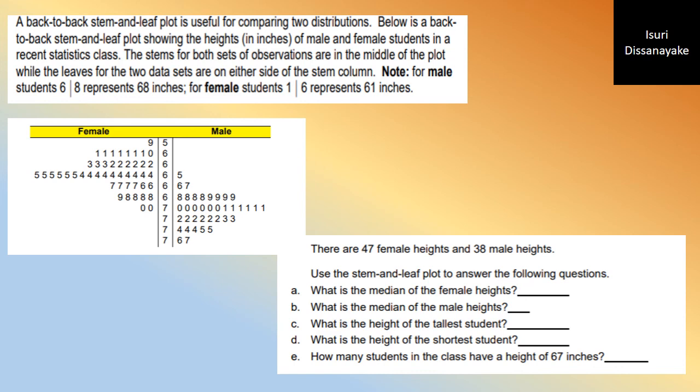How many students in the class have a height of 67? They don't specify whether it's girls or boys. So for 67, you're going to count like this. You have 67, 1, 2, 3, 4. We have 4 females along with 1 male. So altogether we have 5 students with a height of 67 inches.